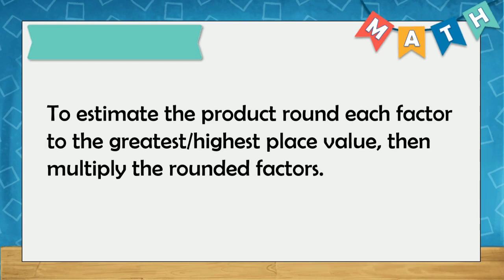Let's wrap it up. To estimate the product, round each factor to the greatest or highest place value, then multiply the rounded factors.